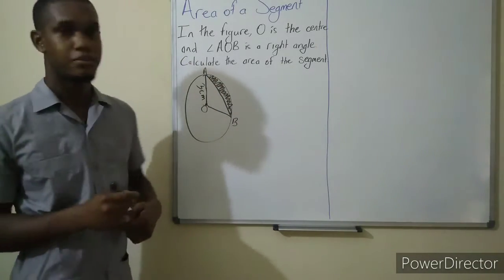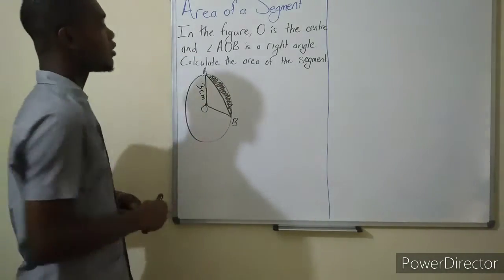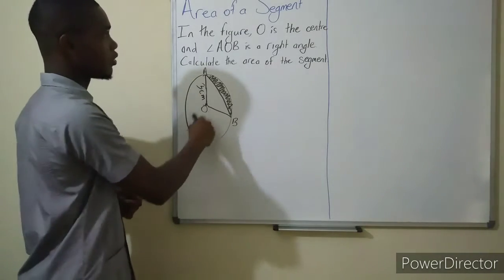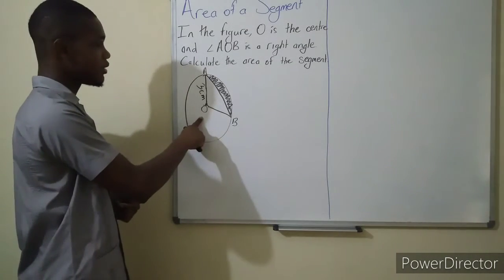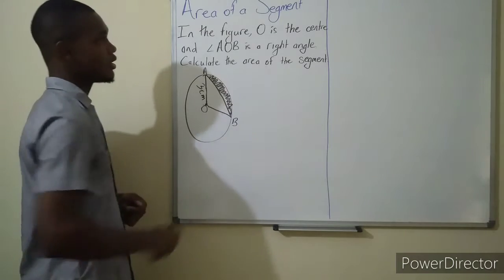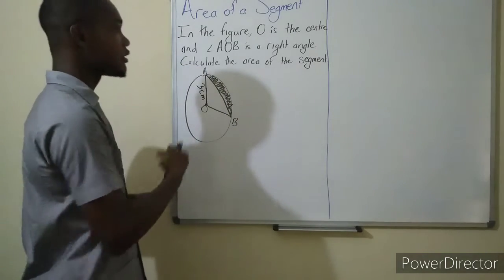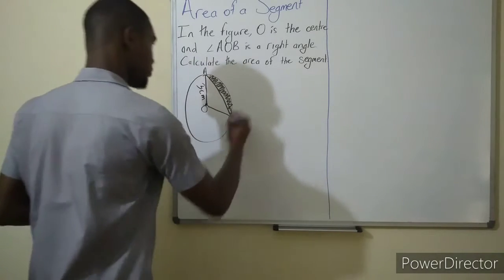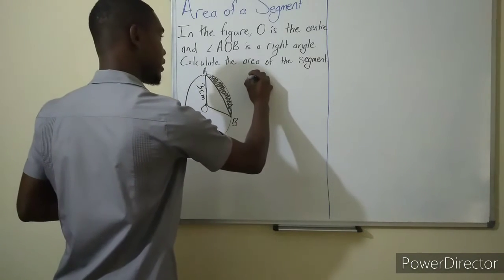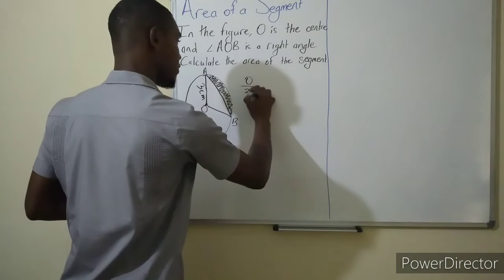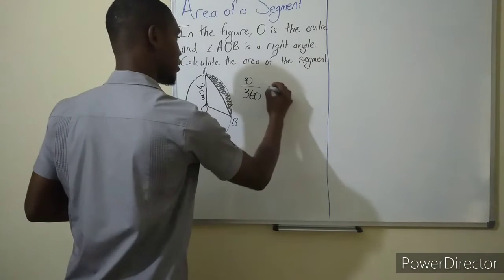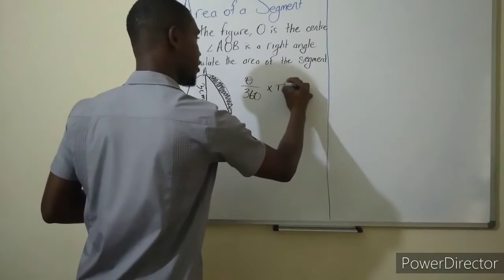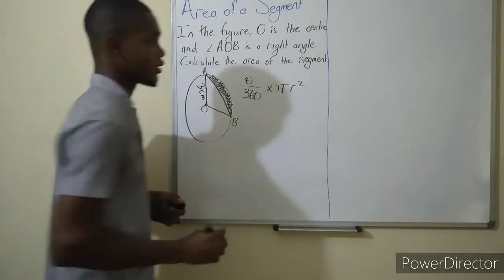So for this example, it says in the figure, O is the center and angle AOB is a right angle. Calculate the area of the segment. Now the area of the sector is theta over 360 multiplied by the area of the circle.